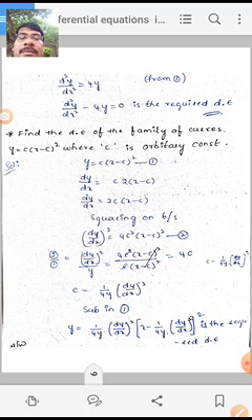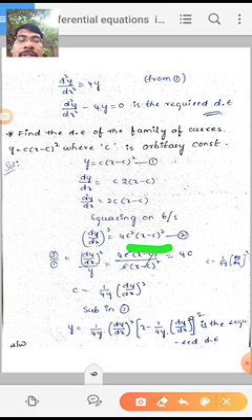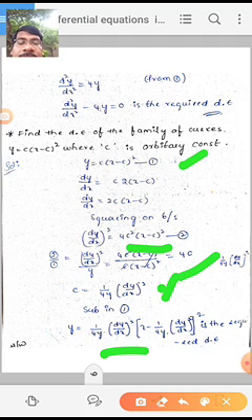Derivative with respect to x on both sides, dy by dx is equal to 2c(x minus c) whole square. Squaring on both sides, we are getting d square y by dx square equal to 4c square (x minus c) whole square. We are dividing these two, we are getting this one. Here we are getting c is equal to 1 by 4y (dy by dx) whole to the power of minus 2. Substituting this value in equation 1, we are getting this differential equation.